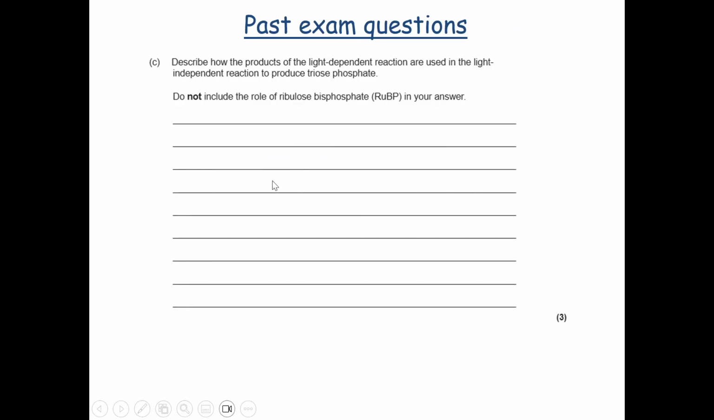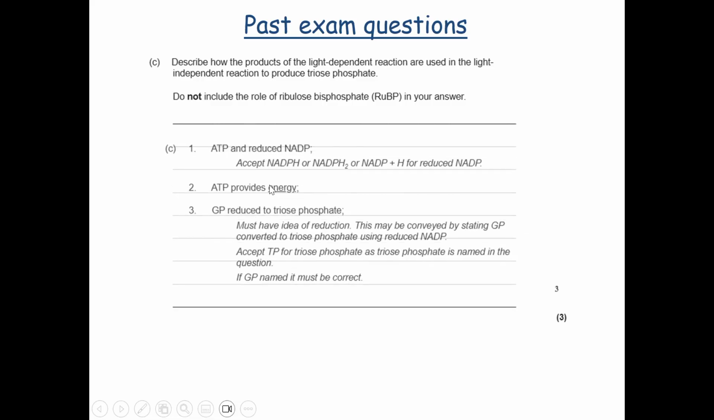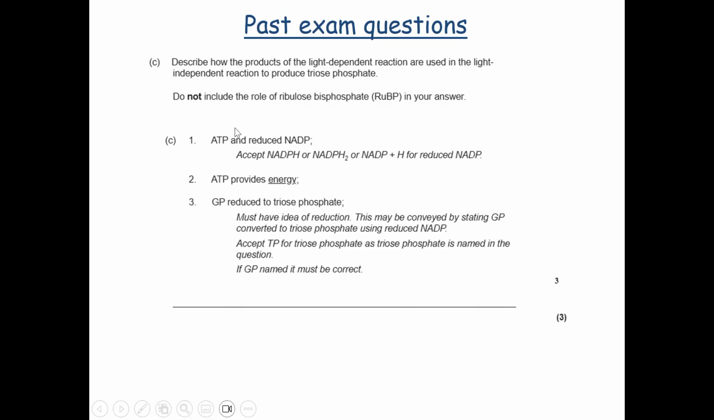And then just some past exam questions. Describe how the products of the light-dependent reaction are used in the light-independent reaction to produce triose phosphate. Do not include the role of ribulose biphosphate in your answer. So ATP and reduced NADP. ATP provides energy so that GP can be reduced to triose phosphate.